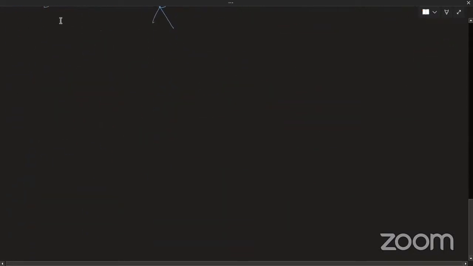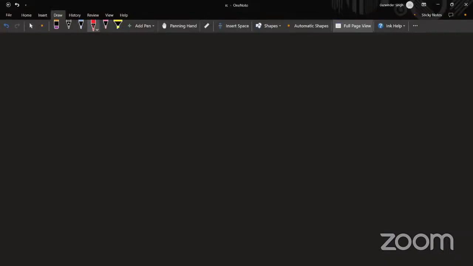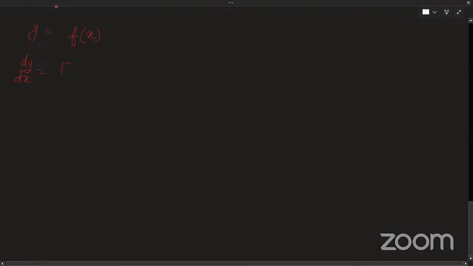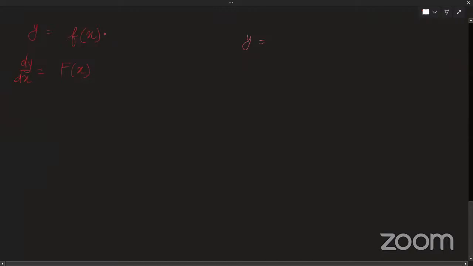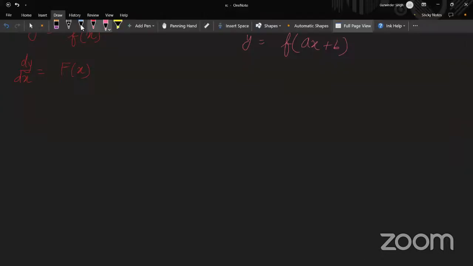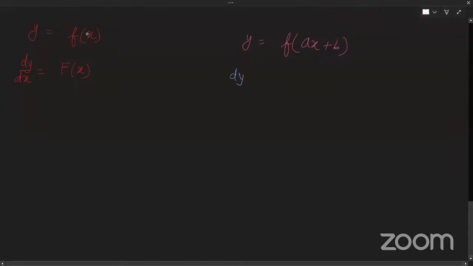Okay, great. So today, just starting with the basics, for example, you have a function y is equal to f of x. And it's given to you that the derivative of this function is some function capital F of x. Fine. The derivative is some other function capital F of x. Now another function is given to you, small f of ax plus b, and I want you to find the derivative of this function.